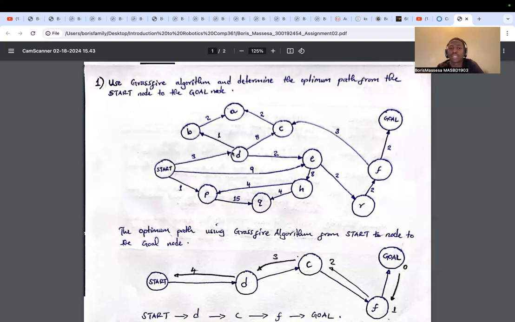And this was the best route that I could take to get to my final destination: from start to D, D to E, E to R, R to F, F to the goal. And we have to add them. So 3 plus 2, here was 3, here was 5, here was 7, here was 9, and here is 11.